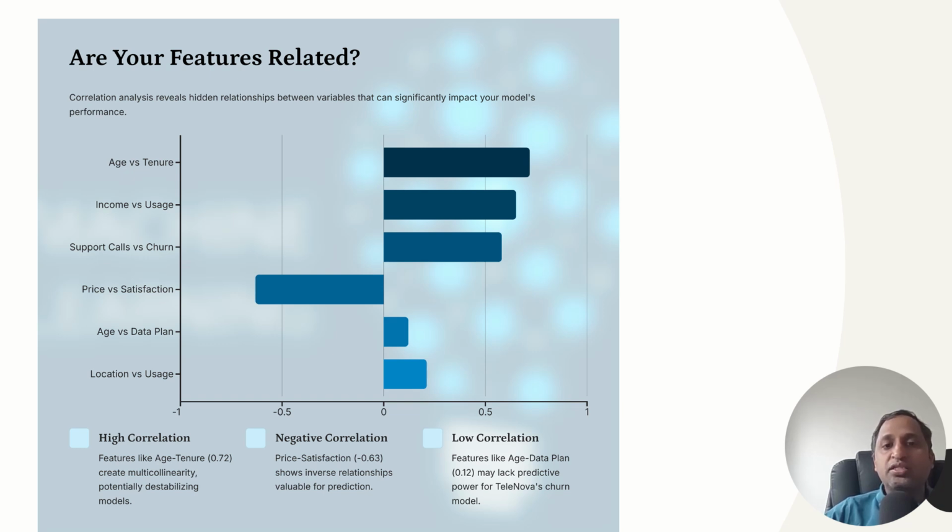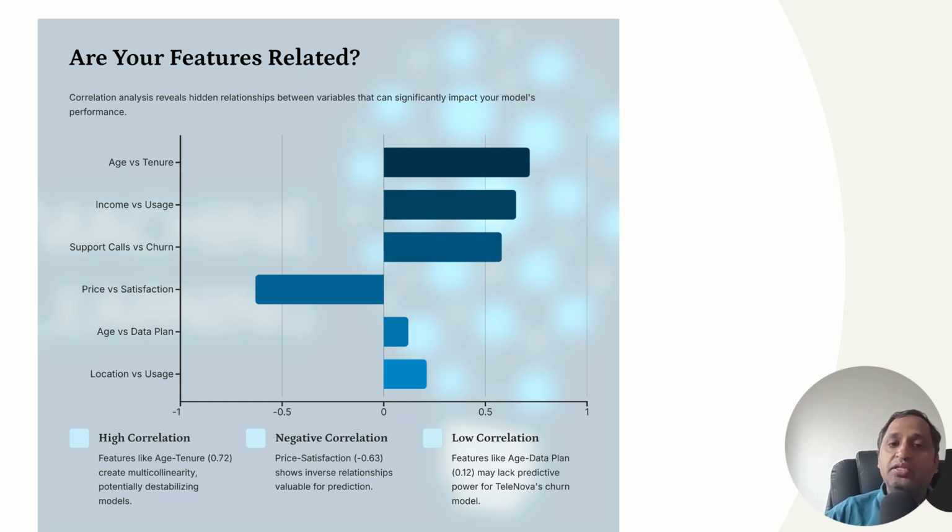One of the strongest correlations we see is between age and tenure, with a score of 0.72. That's expected. Older customers especially have a longer tenure. But it also raises a red flag. If both of these are used in the model, it could lead to multicollinearity, where two highly related features confuse the model or inflate its coefficients.